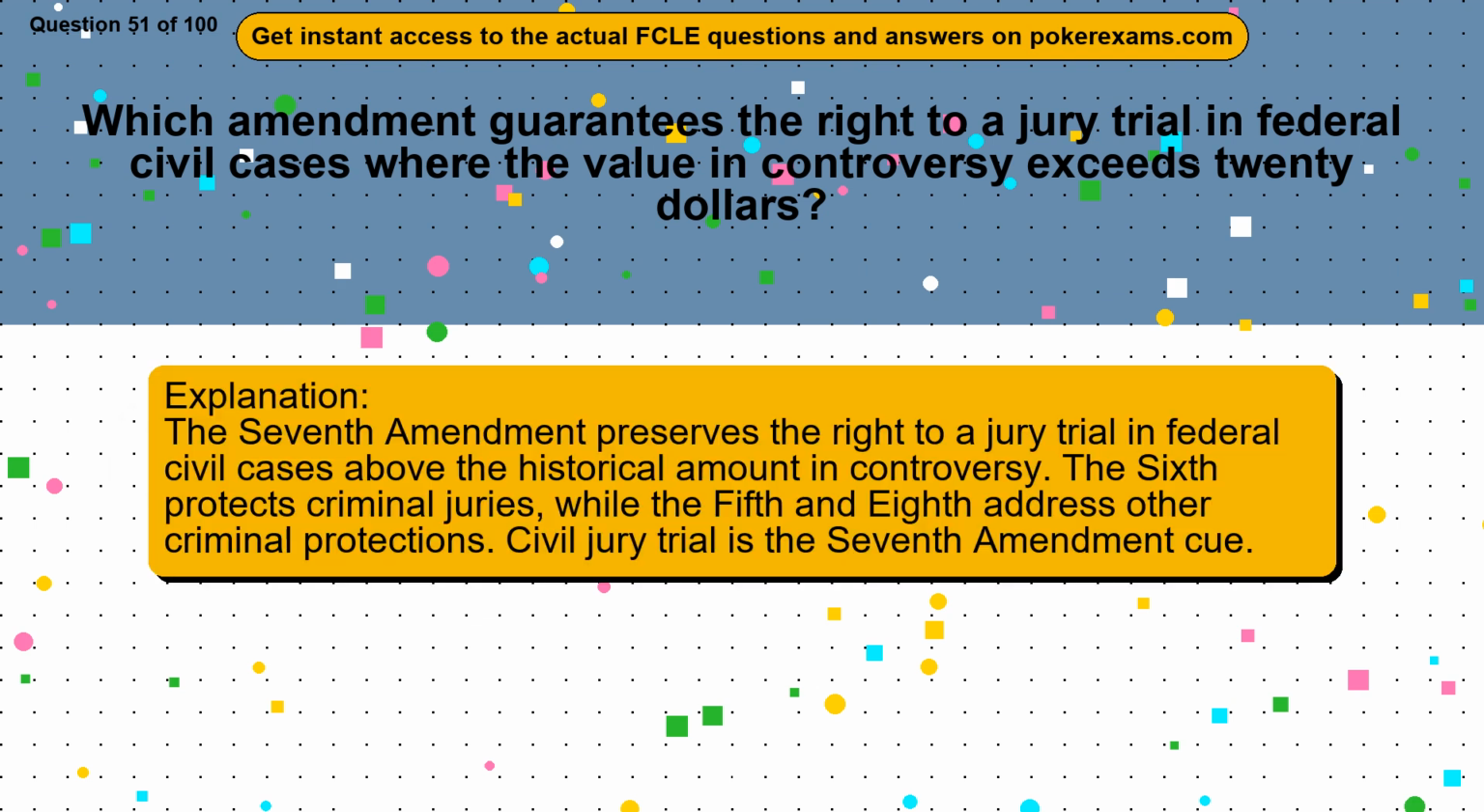The Seventh Amendment preserves the right to a jury trial in federal civil cases above the historical amount in controversy. The Sixth protects criminal juries, while the Fifth and Eighth address other criminal protections. Civil jury trial is the Seventh Amendment.